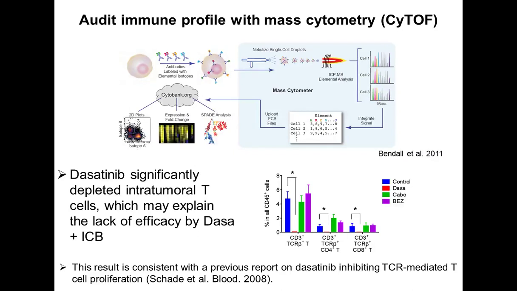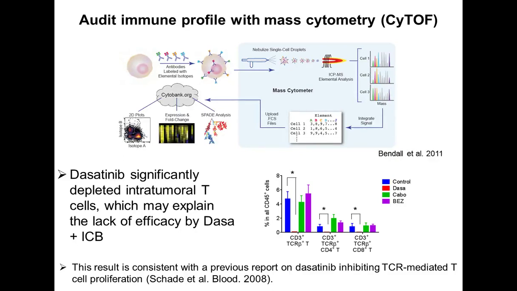So to understand what caused the changes of the tumor by those immune cells, we use this technology called mass cytometry, also known as CyTOF. This technology will allow you to profile over 30 surface markers or intracellular markers at once without a need of compensation. So it's a great technology.